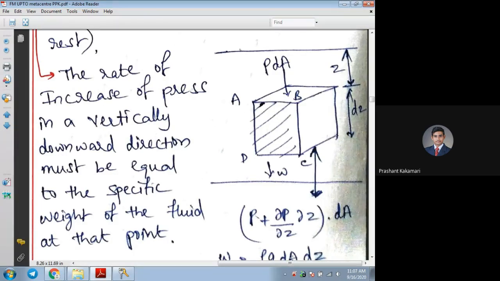Specific weight up to what? If I consider the vertical downward direction force, if I consider the pressure at point C, that becomes the pressure acting because of the specific weight of the liquid at that point, meaning the specific weight from the open surface of the water up to C. Whatever the weight is acting, that becomes the pressure at point C. So how it will be, we'll see in the derivation.